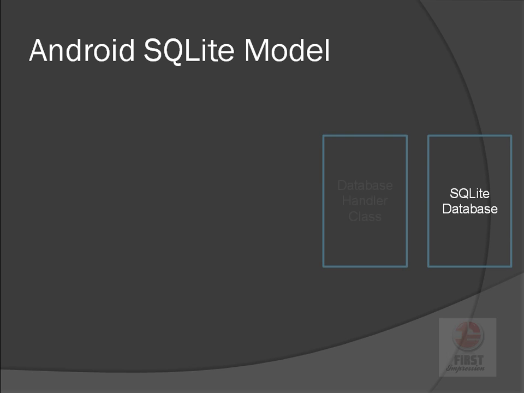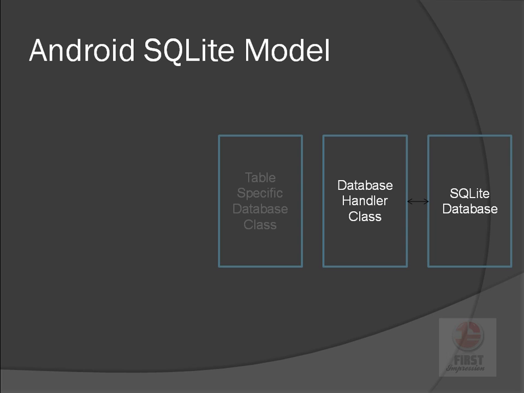Then to the SQLite database we have a database handler class. This handler class will access the SQLite database directly. Whatever operation you want to perform on the SQLite database will happen with the help of the database handler class. Accessing this database handler class will be done with the help of table specific database classes. For example, if in your database you have three tables, all these three tables will be accessed by a single database handler class, and you will be having three table specific classes which will be accessing the database handler class to execute queries on the three tables in the SQLite database.